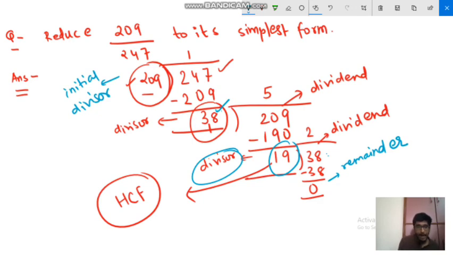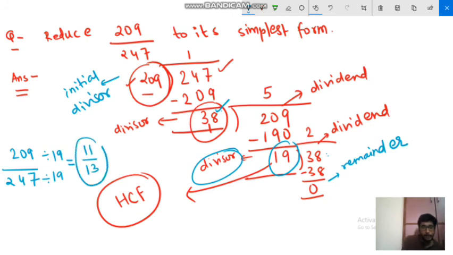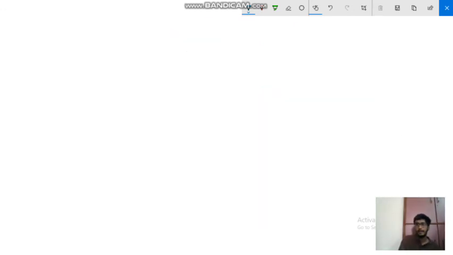Okay, coming back. Actually, one step is still left. We had to simplify this, right? So 19 is your HCF. It means it is the highest common factor which is going to divide both numerator and denominator. When you divide it, you will get 11 upon 13. So this is your simplest form. We had to reduce it to simplest form. So when you divide 209 by 19, you get 11. 247 by 19, you get 13. Okay. I will clear the screen.